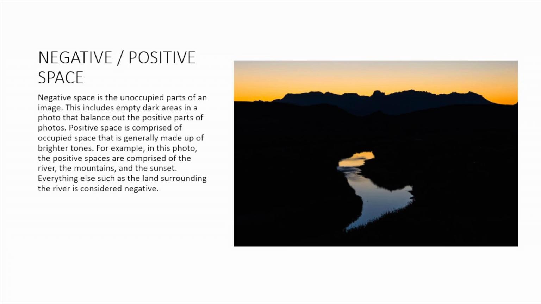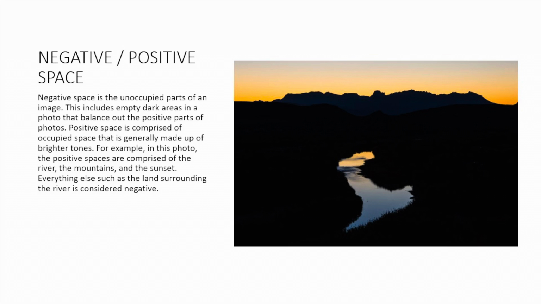After this is negative and positive space. Negative space is the unoccupied parts of an image. This includes empty, dark areas in a photo that balance out the positive parts of photos. Positive space is comprised of brighter tones.